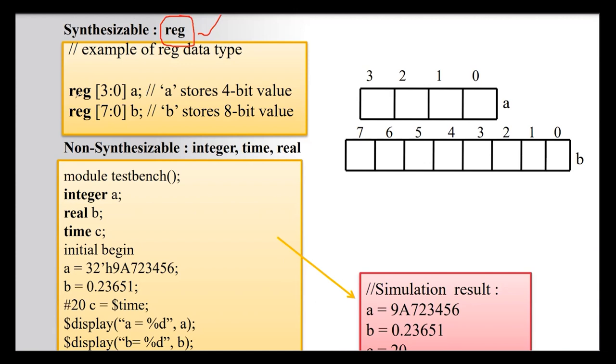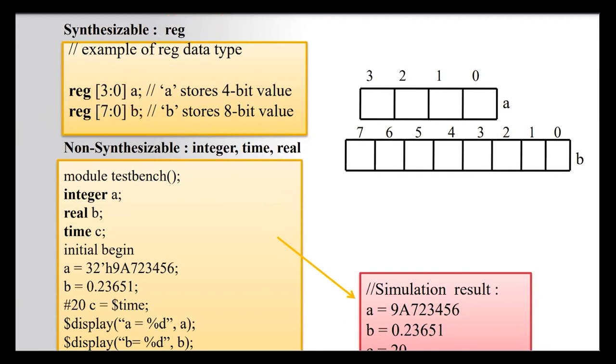Mainly the reg data type is reg A, reg B, reg X. You can define the size, whether it is a scalar quantity or a vector. Vector means you can define the size, whether 4-bit, 8-bit, or 16-bit, and based on that it will store the value. A scalar is nothing but a 1-bit variable, so directly you can write reg A, reg B. That is the scalar.